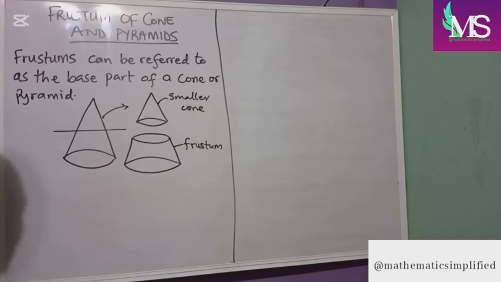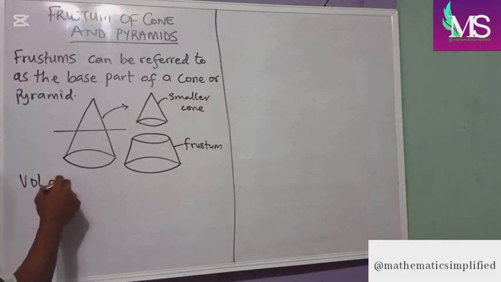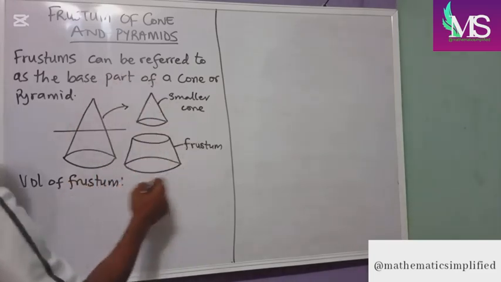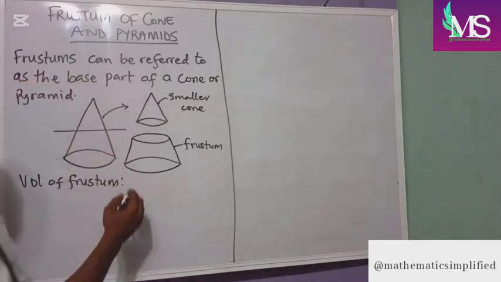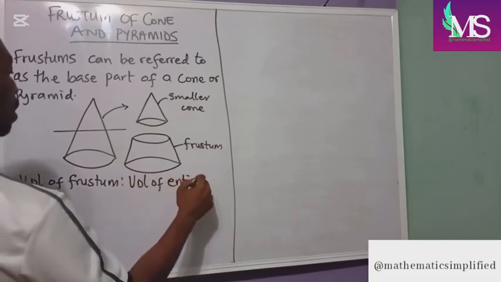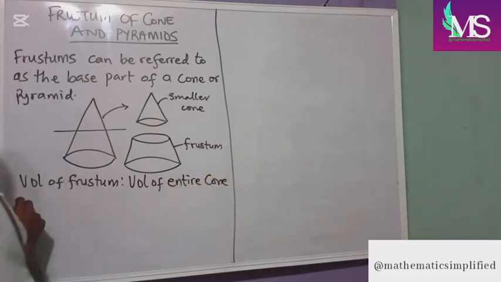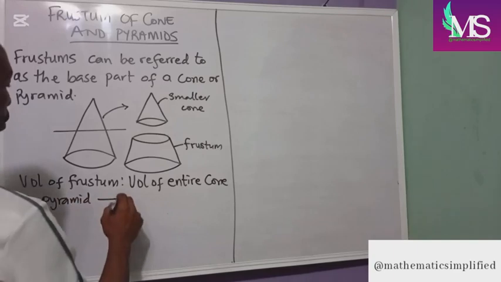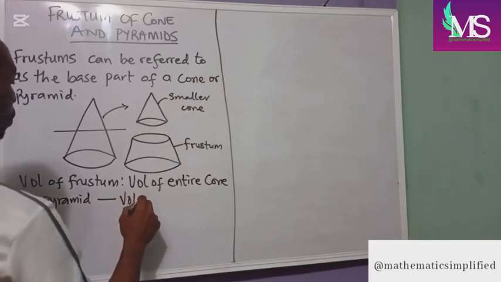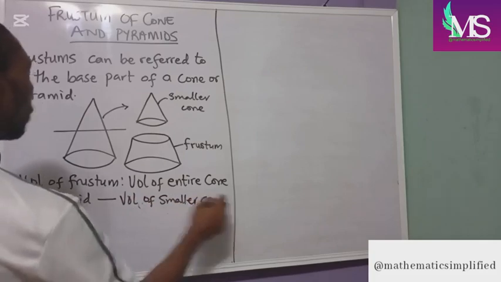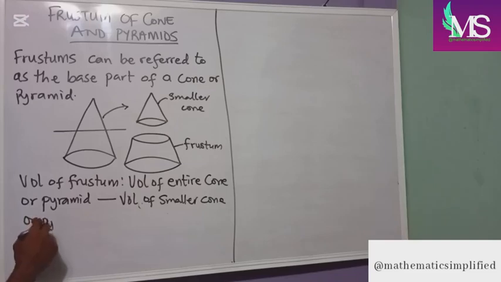Now, in order to calculate the volume of a frustum, we have it as the volume of the entire cone or pyramid minus the volume of the smaller cone or pyramid.